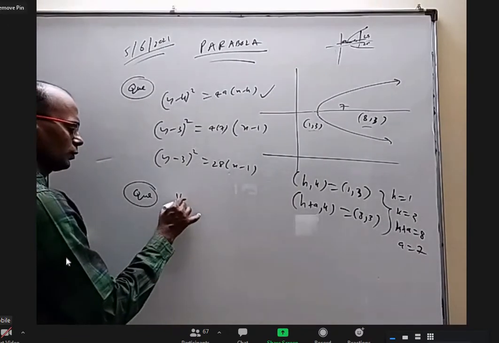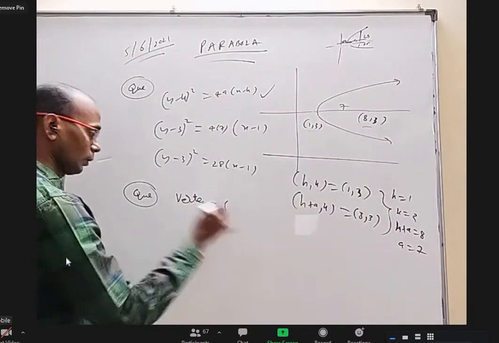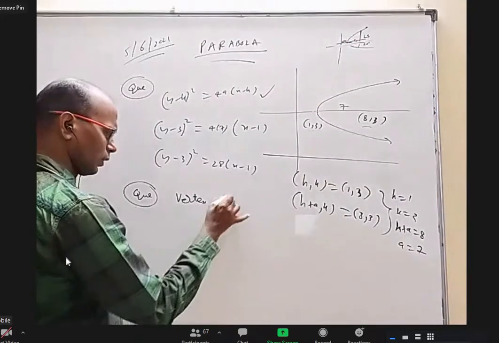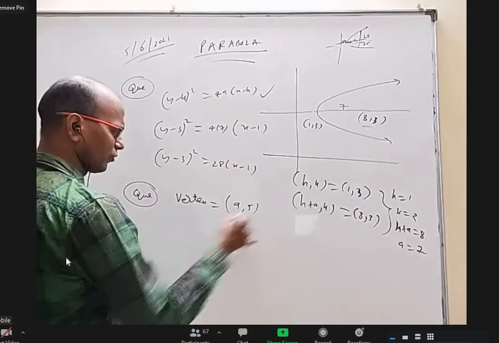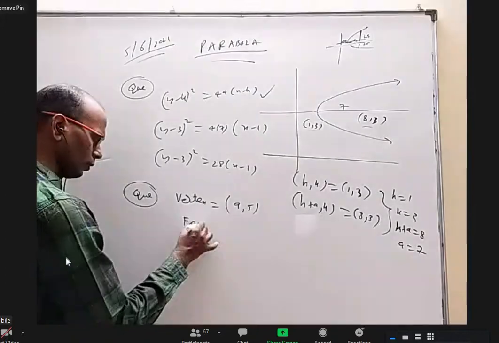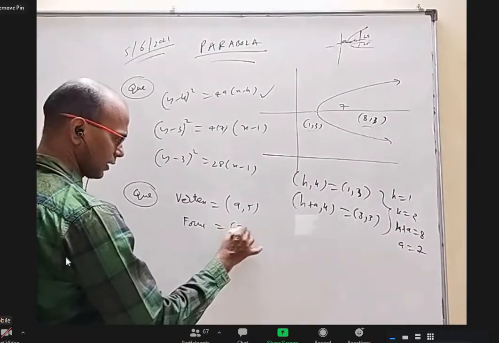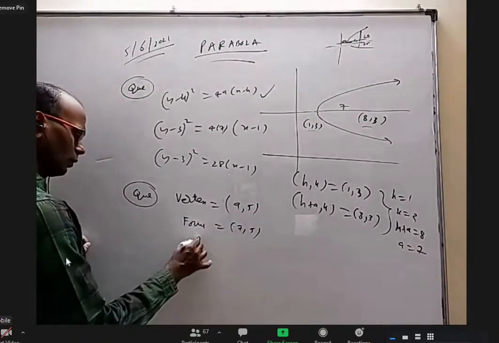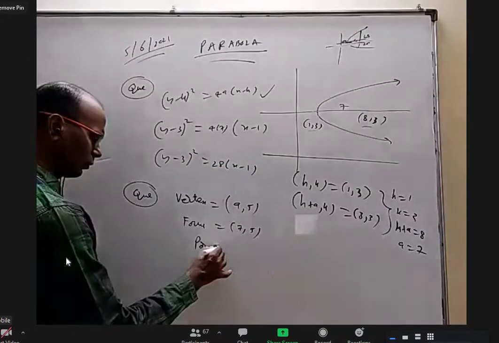Okay, next question. Vertex is (9, 5). Focus is (7, 5). You have to find the parabola.